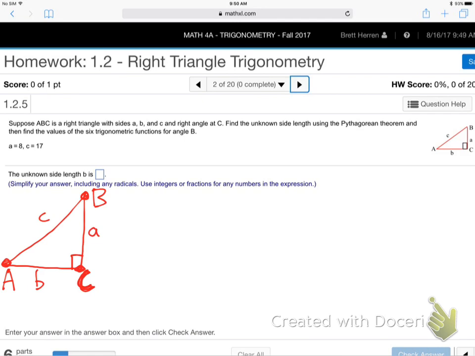So they're saying little a is 8, and little c is 17. So little a here is 8, little c, which is the hypotenuse, isn't it, is 17. So the first thing they're asking us to find is the missing side. Can you do that? Let me give you a second. See if you can find the little b, the missing side.